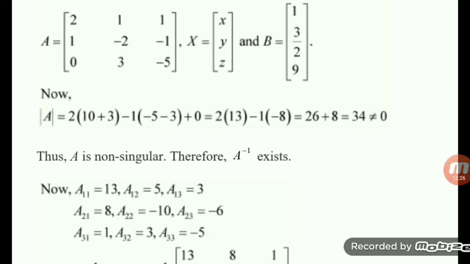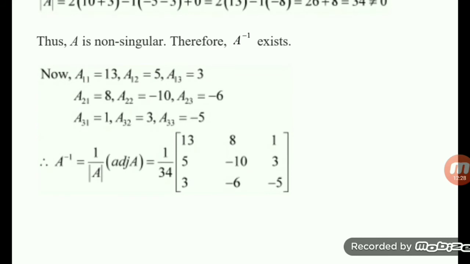So after getting that, we are going to find the inverse. We can write down the adjoint, and the inverse also we may write. So A inverse is 1 by determinant of A, times adjoint of A.